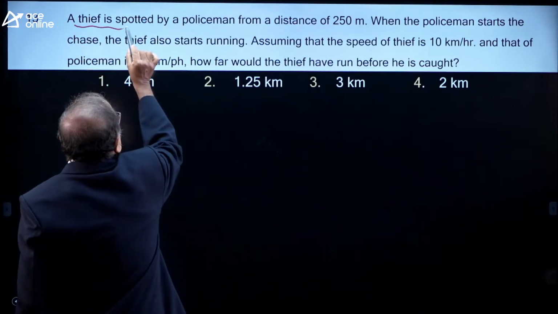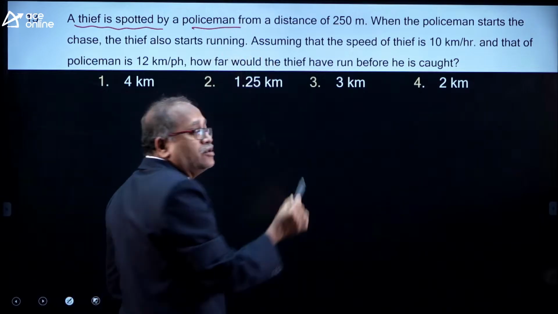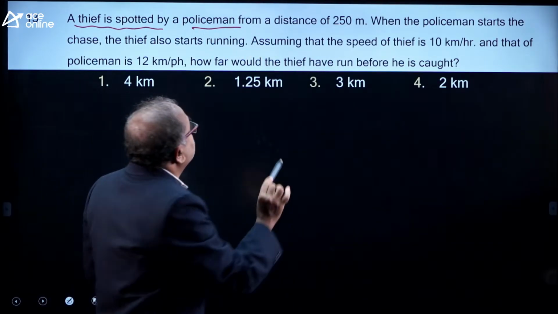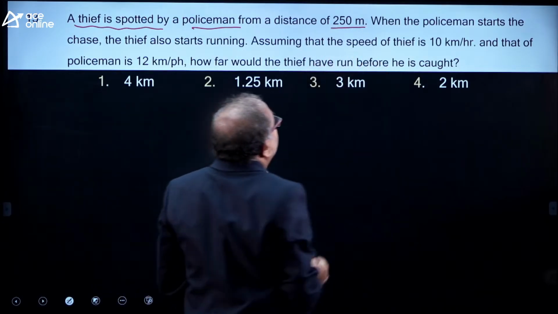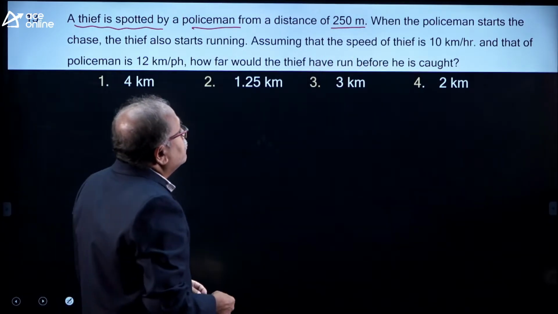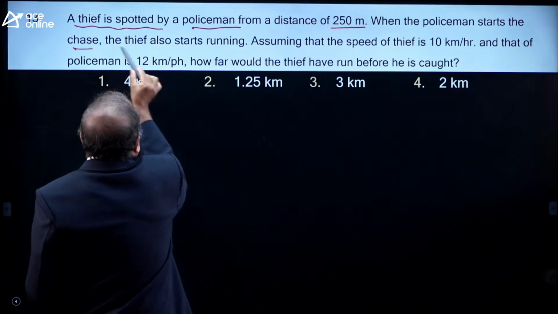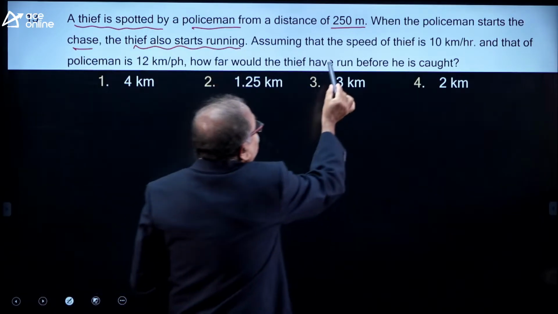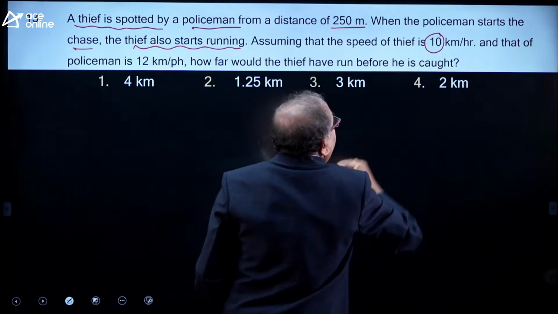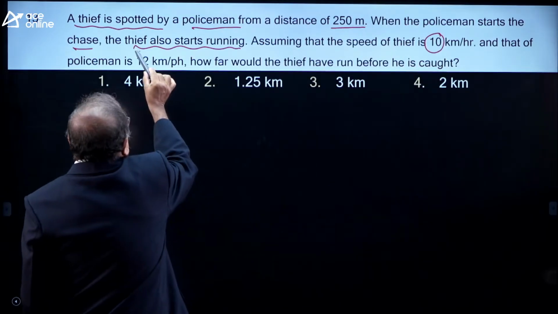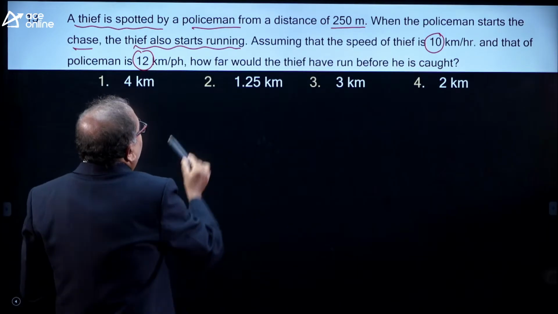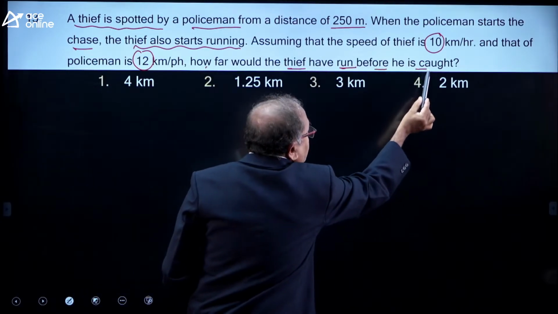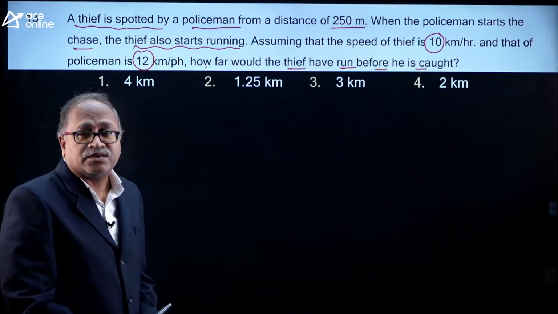A thief is spotted by a policeman at a distance of 250 meters. You know, these are very common questions, and this type of question frequently comes in the exam. When the policeman starts chasing, the thief also starts running. Assuming that the speed of the thief is 10 km per hour and the policeman's is 12 km per hour, how far would the thief run before he is caught?